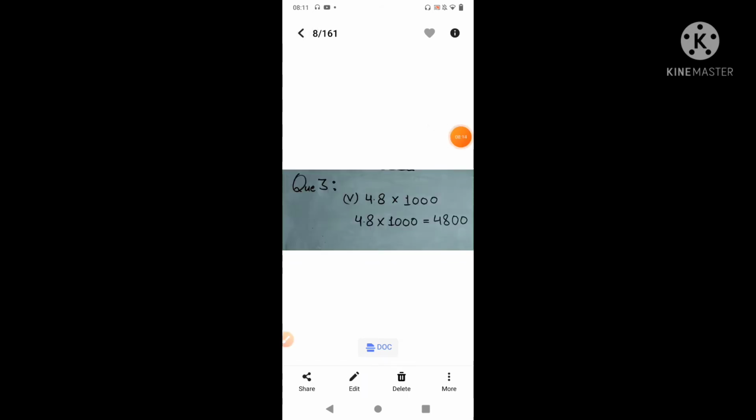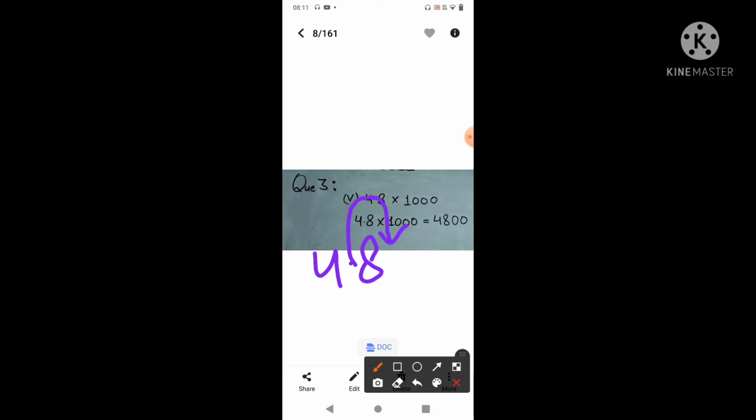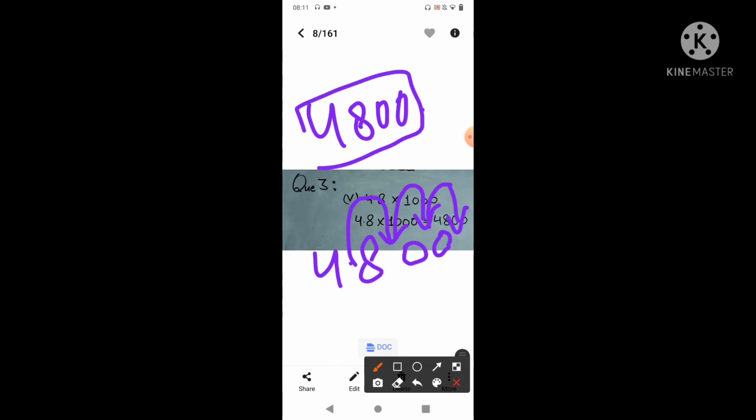In question number 3, we will multiply by 1000. So here also we will shift the decimal towards the right 3 places. 4.8, we move towards the right 3 places: 1 place, and there is nothing, so we put 0, then 2 places. We want to move 3 places, so we put another 0. So the answer will be 4800. No need to put a decimal at the end, so we will write only 4800.